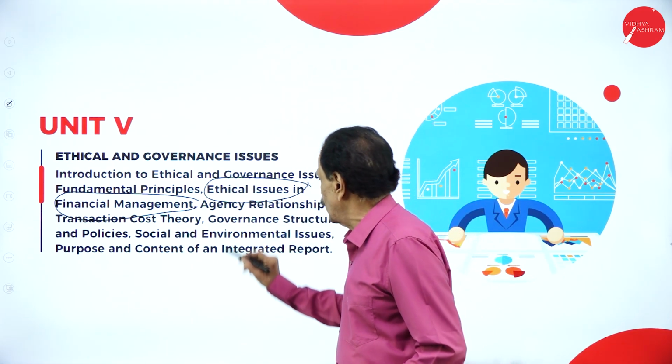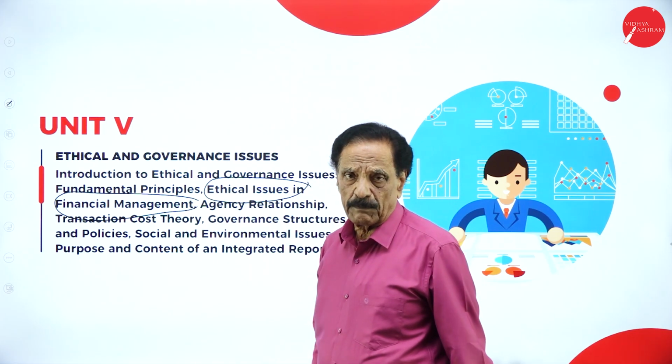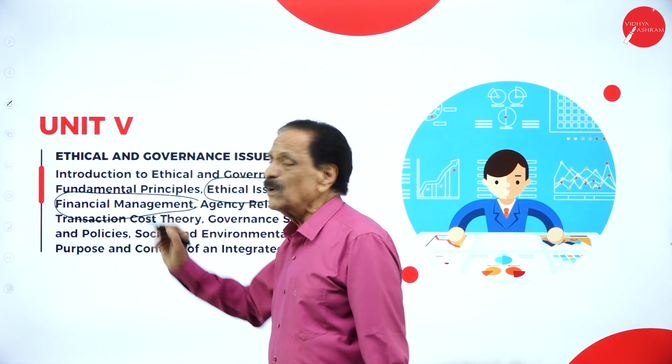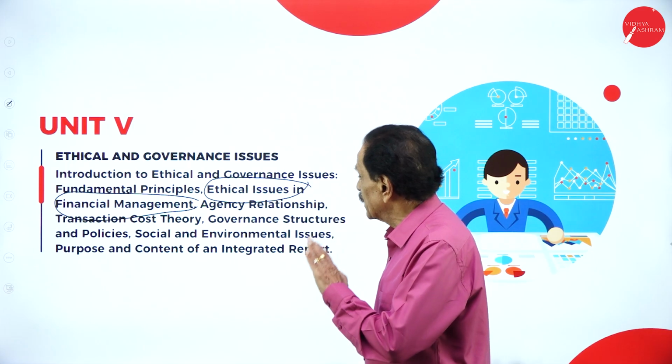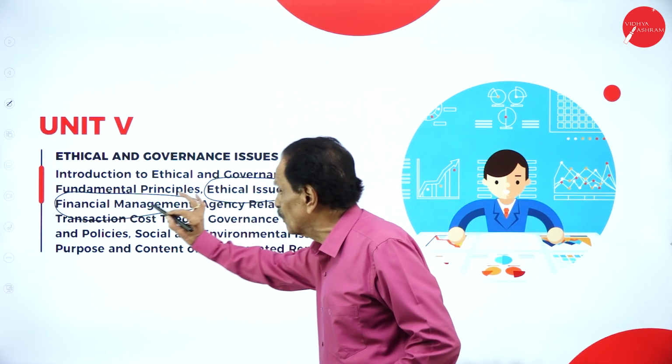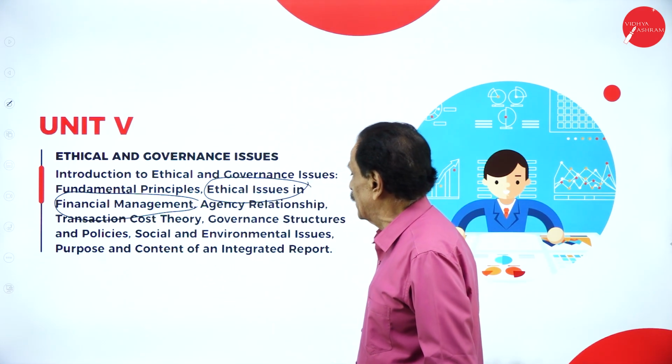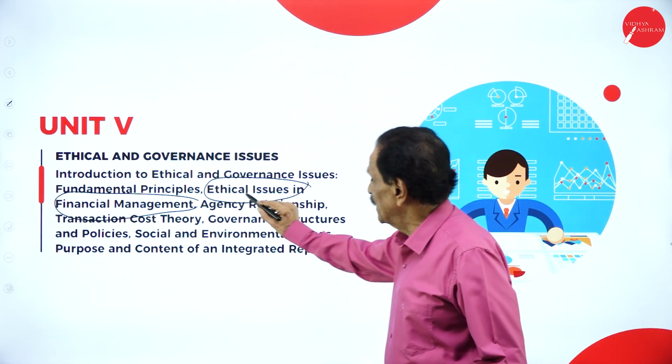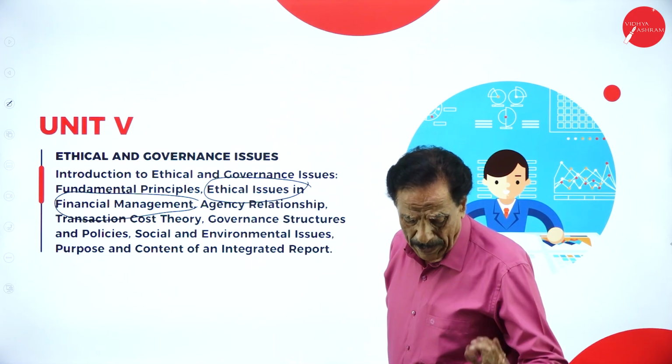Generally they will ask the question on ethical issue in financial management, and we are going to explain what is ethical issue and what is governance issue. Generally, this question will be repeated in the public examination for 15 marks. This is only theory, no problem will be asked.